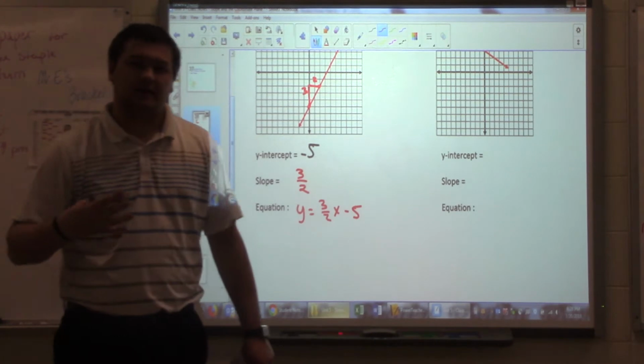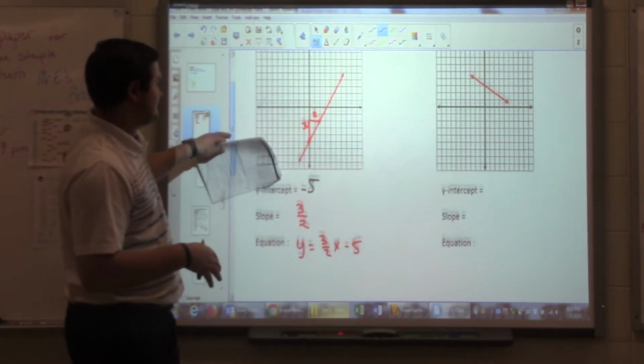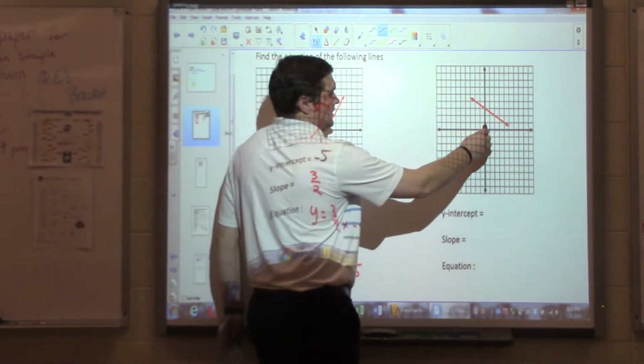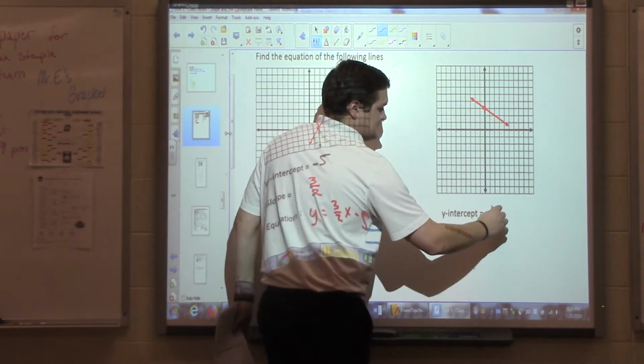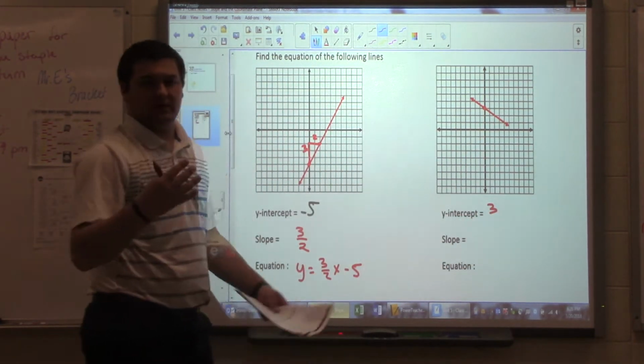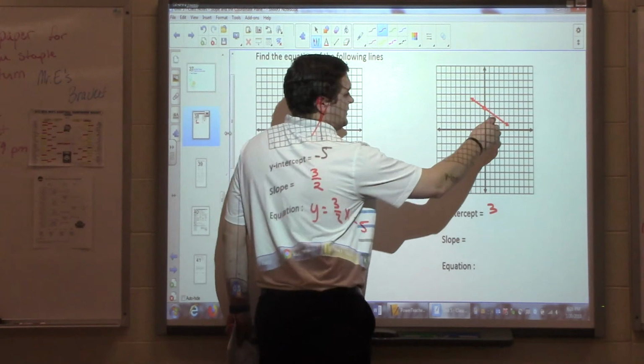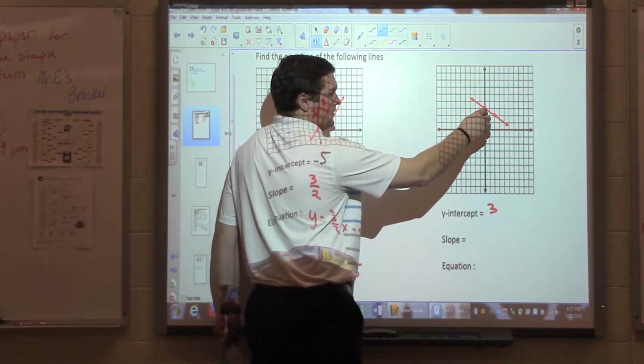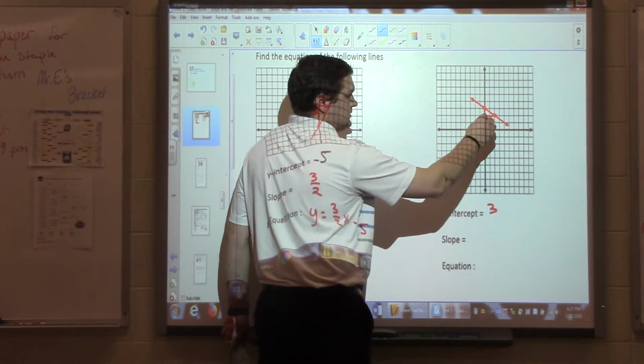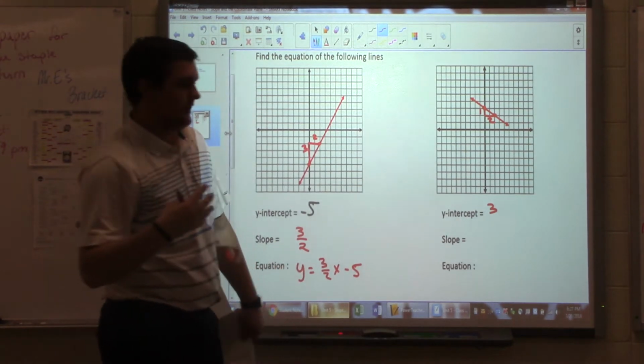Next one, same thing. Find the y-intercept, find the slope. So y-intercept's at 1, 2, positive 3. Pick another point to find our slope. I know I'm going down 1, right 2. So I'm going to have a -1/2 slope.